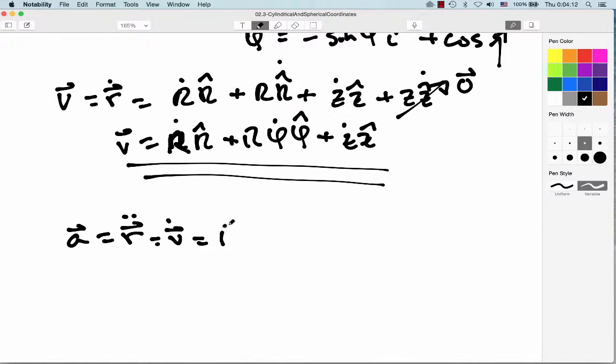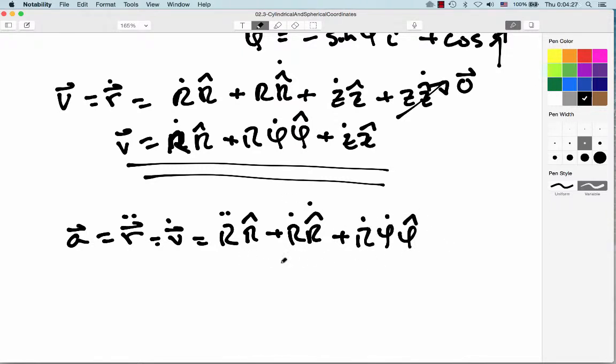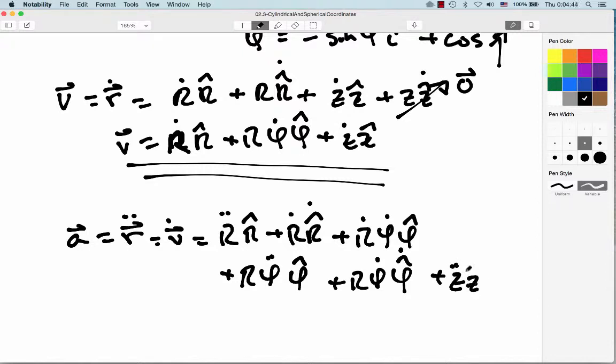So this will give me two terms. I'll get an R double dot R hat plus R dot R hat dot, plus this will give me three terms. I'll have an R dot phi hat plus R phi double dot phi hat plus R phi dot phi hat dot. Then we pick up from here z double dot z hat plus z dot z hat dot, but that last one again is 0 because z hat never moves.